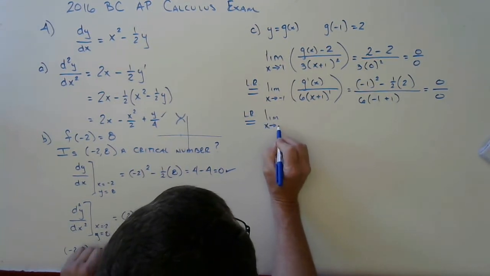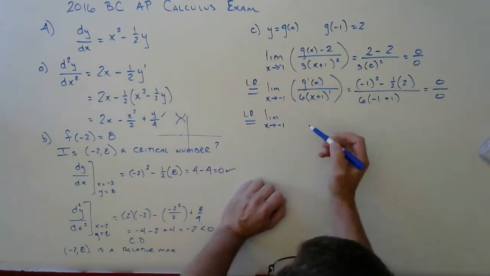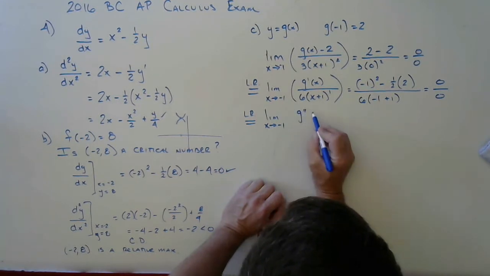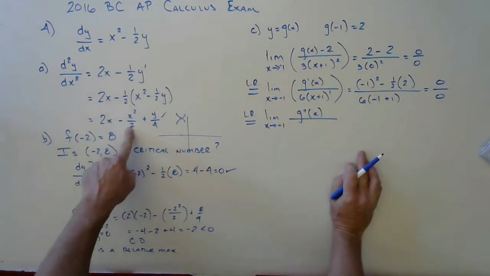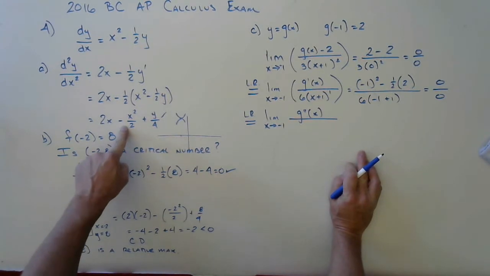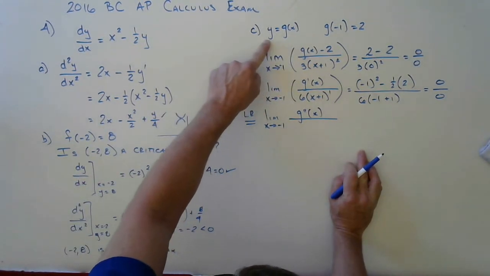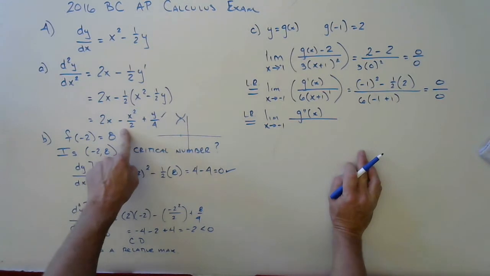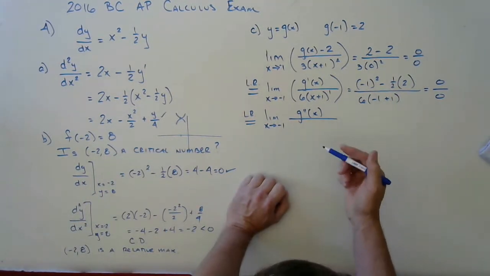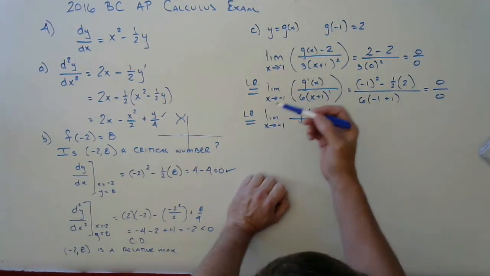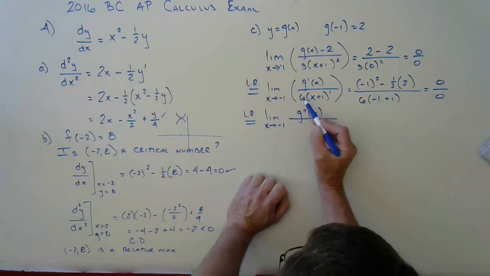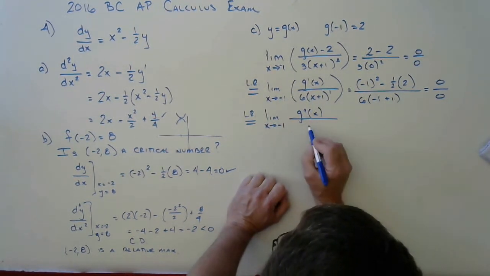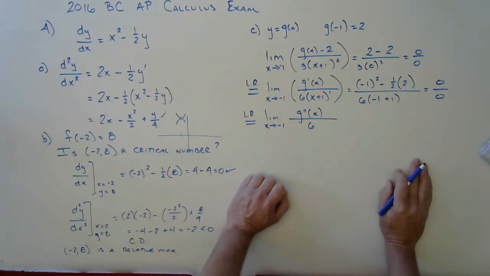So I've got the limit as x approaches negative 1. I take the derivative of the top. The derivative of the top is the second derivative of g. Well, I know the second derivative of g, because the second derivative of g is the second derivative of y, and we found the second derivative of y. This is what I was referring to when I said the College Board loves to have their problems roll back. Now, what's the derivative of the bottom going to be? Well, this is really 6x plus 6, so the derivative of that is 6. Okay, we're done with L'Hopital's rule.